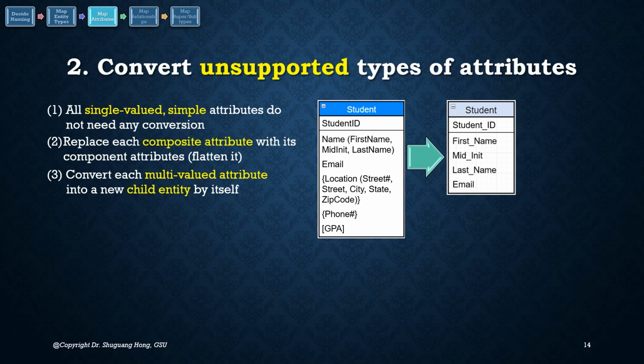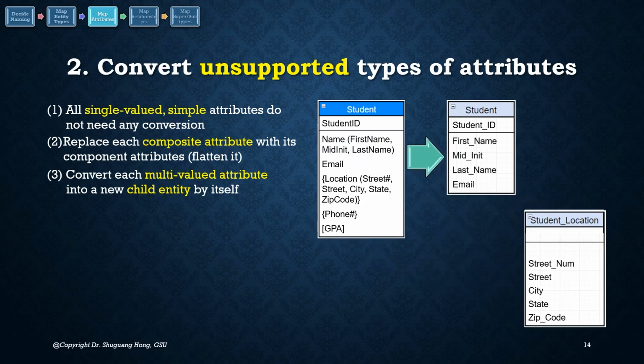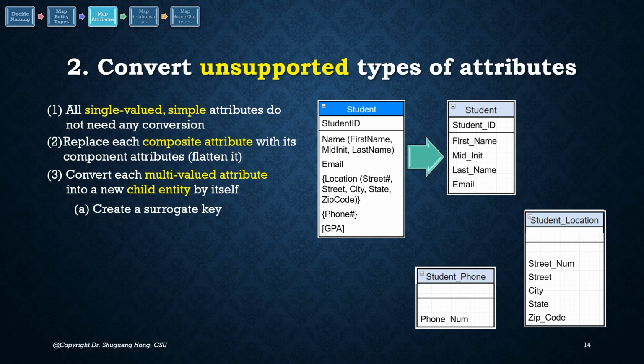Each multivalued attribute is always mapped into a separate table. For example, the multivalued attribute phone number is mapped into a new table called student phone. It starts with an attribute, phone. Each new table must have a primary key. Since a student may have multiple phone numbers, the foreign key student ID can't uniquely identify each phone number in the new table. So, we create a surrogate key as the unique identifier for each new table as shown in this example.